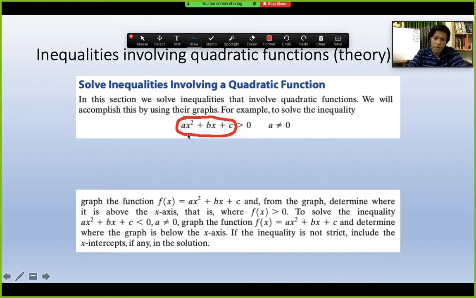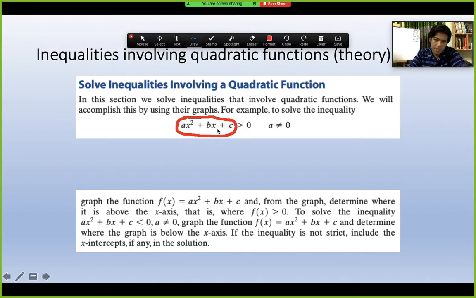So in some function, if they say that ax squared plus bx plus c is greater than 0 and a is not equal to 0, why is a not equal to 0 written here? The reason is if a becomes 0, then it becomes a non-quadratic function. First of all, our function needs to be quadratic because we are discussing quadratic inequalities. So a is not equal to 0, because it keeps our function quadratic.